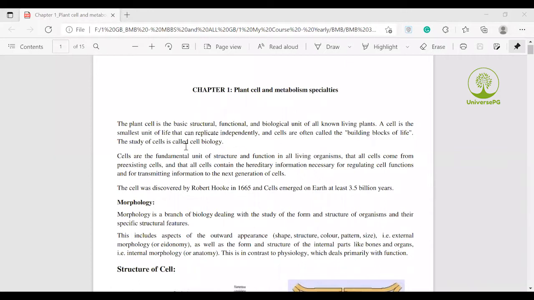The study of cells is called cell biology. In the branch of biological science, cell biology generally deals with the structure, morphology, functions, origin, etc. Cell biology.